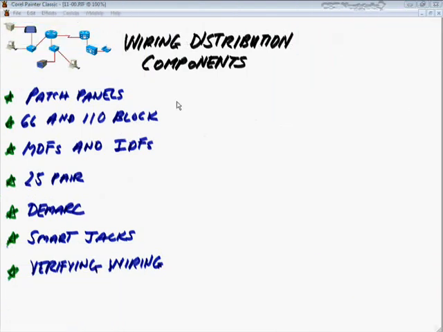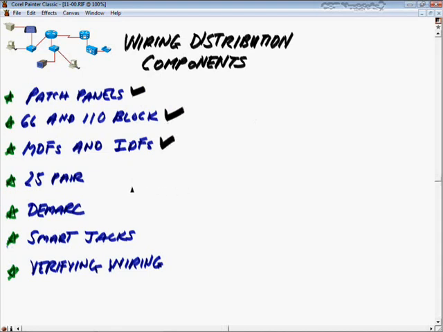Well, when you finish this CBT Nugget, you can tell your friends, I'm not an electrician, but I play one on TV. We're going to start feeling like electricians as we look at several key knowledge areas here in wiring distribution components. We'll look at patch panels. We'll talk about the 66 and 110 block and its role in your network infrastructure. We'll define MDFs and IDFs. We'll look at the 25 pair. We'll define the demarc, or the demarcation point, and how smart jacks play into that. And then finally, talk about the importance of being able to verify your wiring from the demarcation point all the way back to the end user stations.